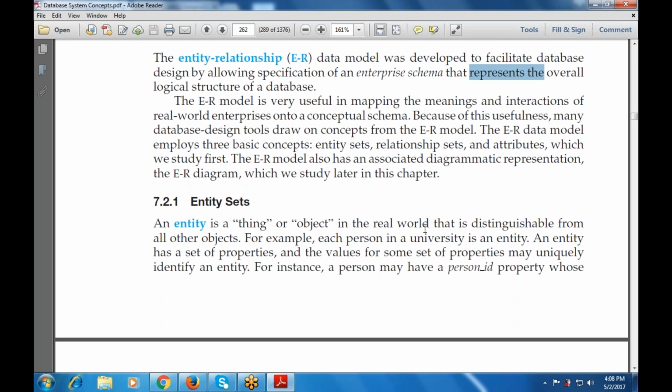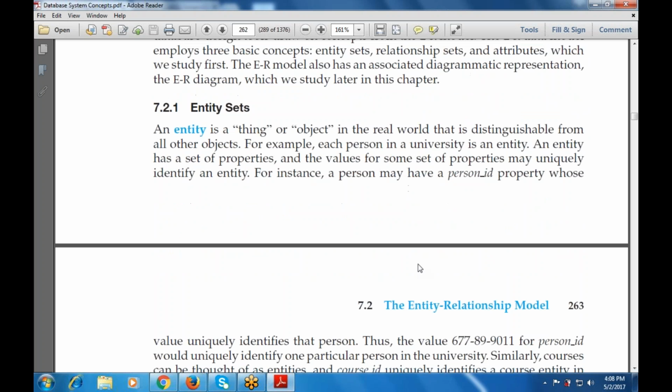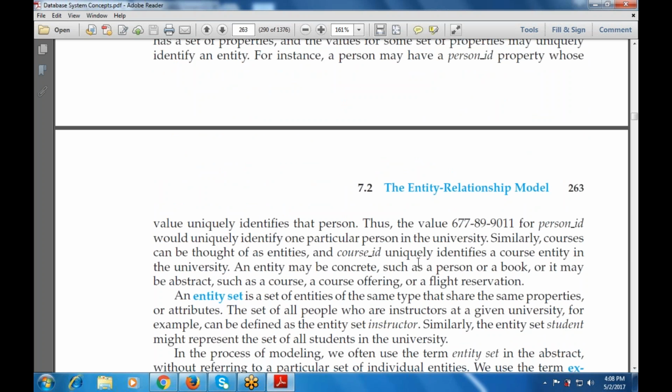Each person in a university is an entity. An entity has a set of properties and values. Some of the properties may uniquely identify an entity. For example, for a student, there is a student ID or roll number, which is a unique identity. For example, a person may have a person ID, a property whose value uniquely identifies that person. Therefore, a value such as 677, 678 or 89 for the person ID would uniquely identify one particular person in the university.